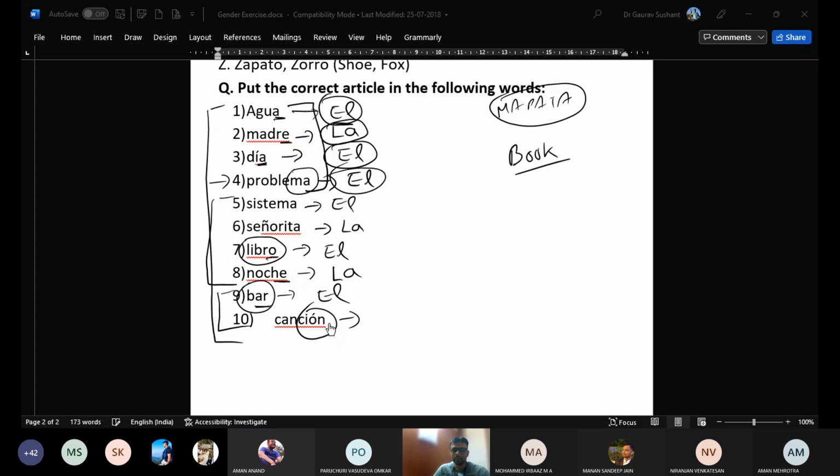Why, Aman? The ION, so basically ION is usually la, no? Yeah, it's feminine, but I thought you told El. Yeah, it is a feminine noun because, as I also told you, ION endings are generally feminine. So this is going to be la.